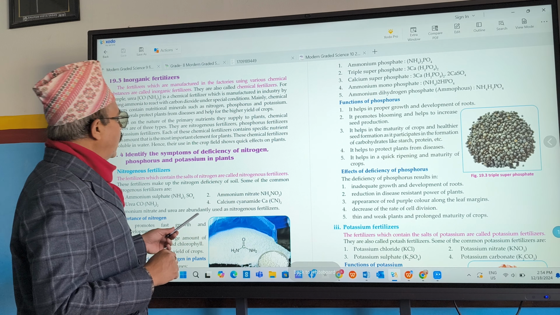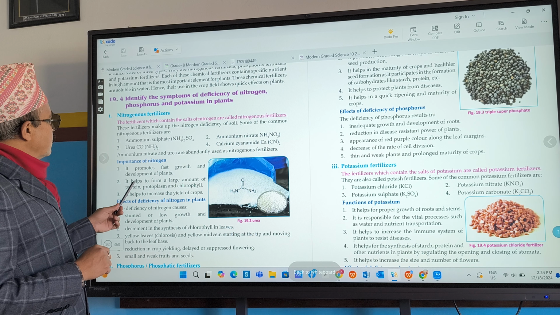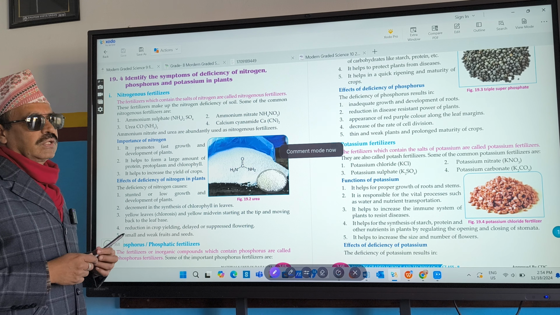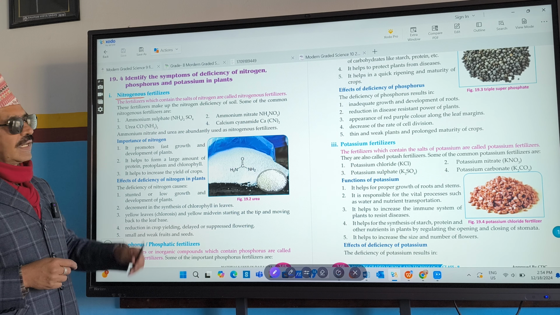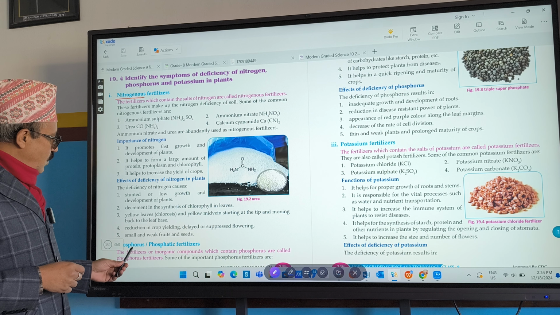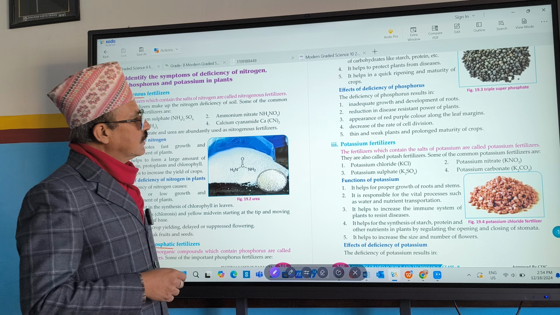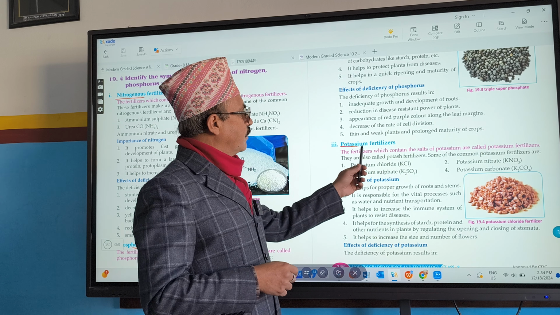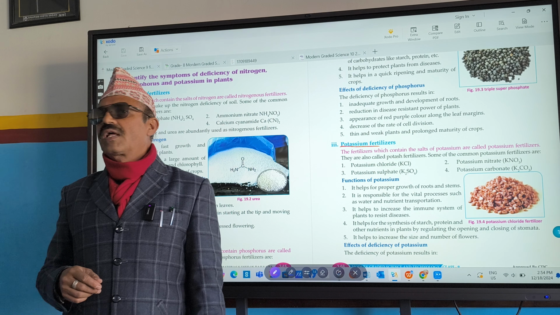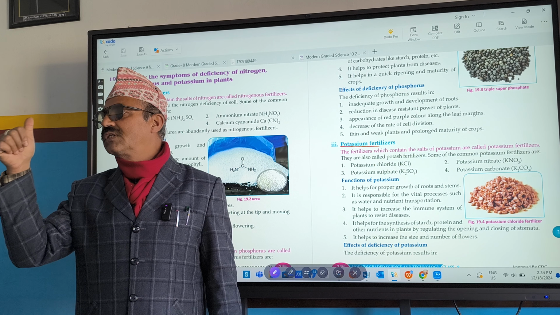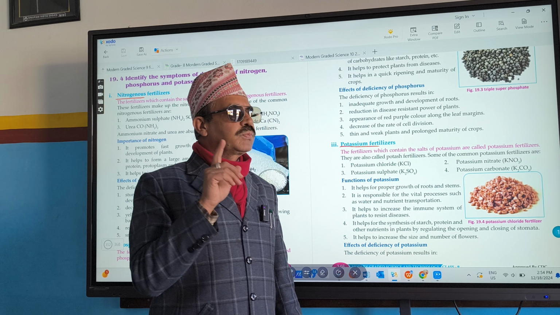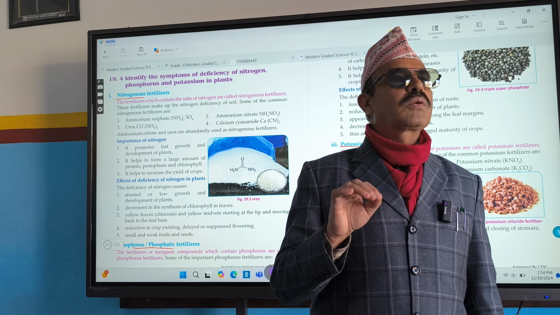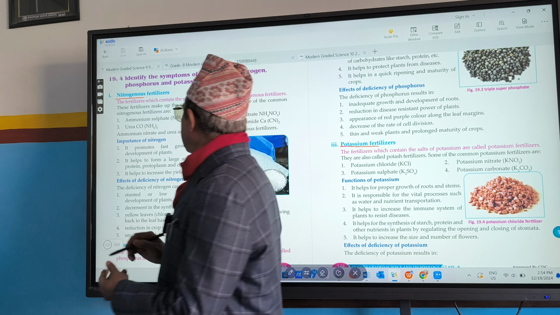Okay, now we have to discuss three different types of chemical fertilizers. One is nitrogenous fertilizer. Next one is phosphorus or phosphatic fertilizer. And what is the next one? Potassium fertilizer. What are we going to discuss? Nitrogenous fertilizer, phosphorus or phosphatic fertilizer, and potassium or potash fertilizer. Nitrogenous fertilizer.